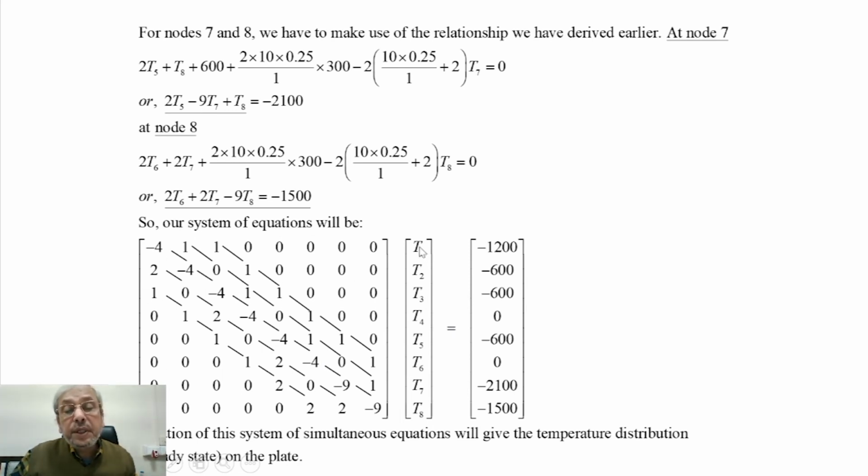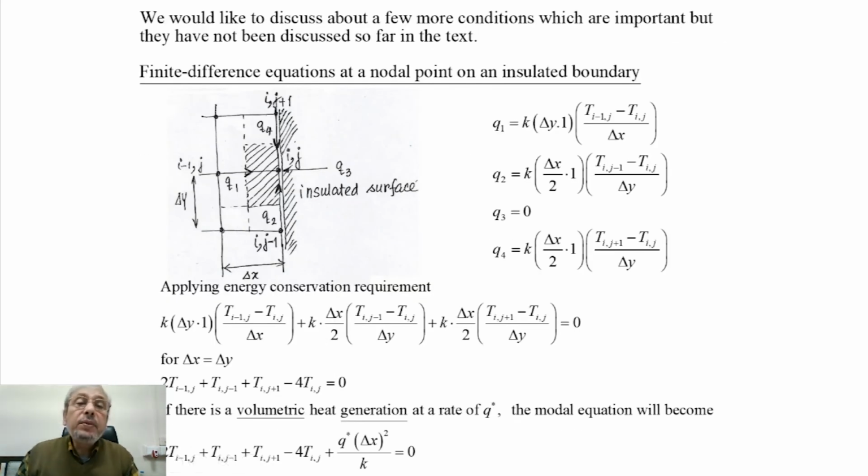This is the coefficient matrix. This is the unknown vector, unknown temperature, equal to the right hand side known quantity. So again, the solution of this system of equations can easily be obtained by inverting this matrix. We would like to discuss a few more conditions which are important, but in this typical example or the cases we have taken up so far, we have not mentioned them.